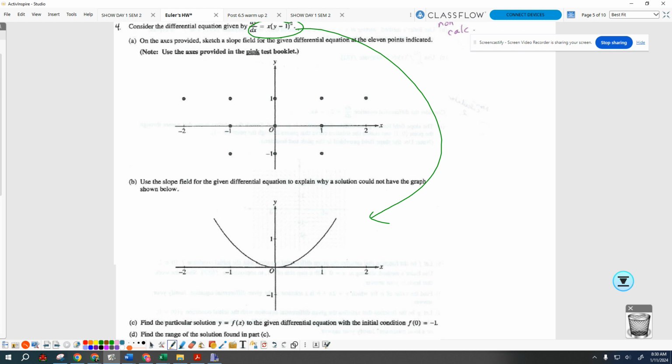Looking at the equation, dy dx, the slope is x times y minus 1 squared. Claire, what do you see? Because it passes through 1, 1, and that would make it 0. The slope's not 0 there. At y equals 1, the slope needed to be 0, so not going to happen. Right?